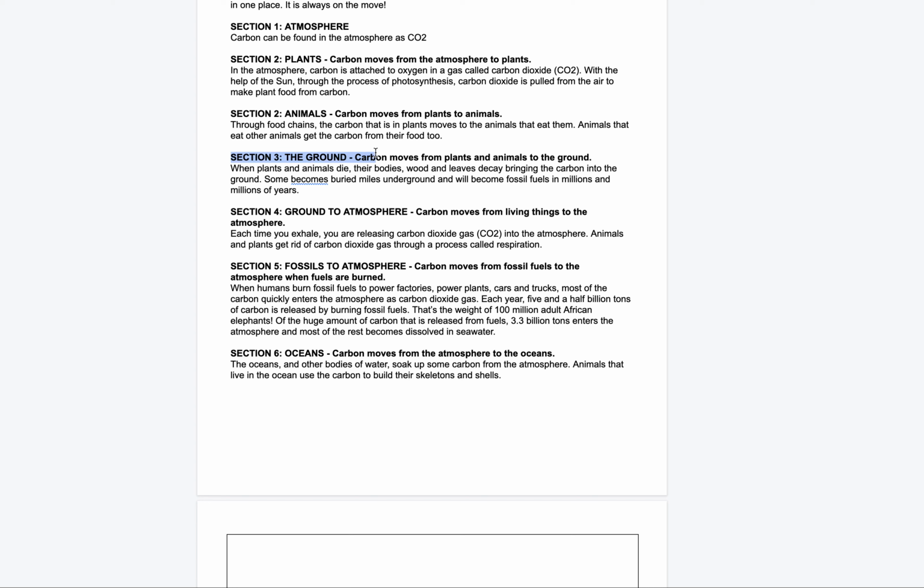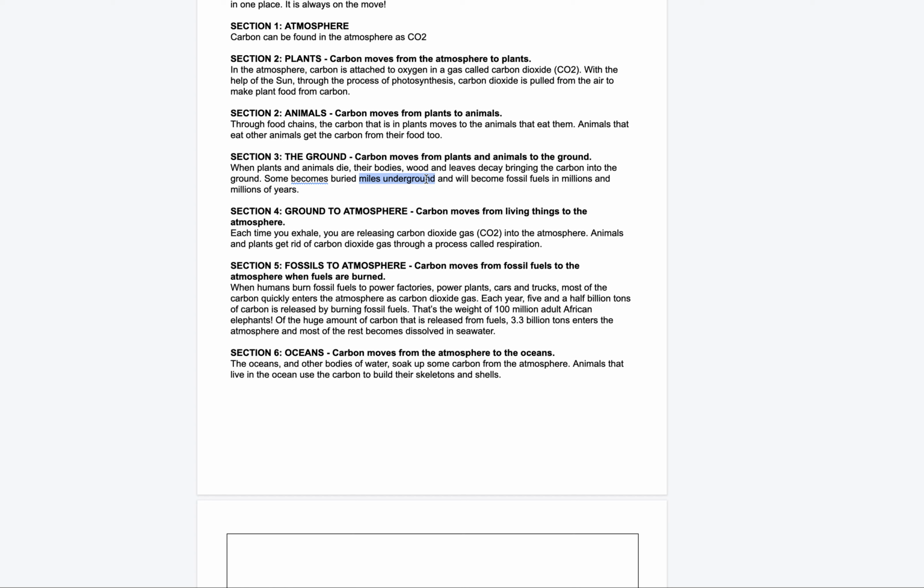The ground. Carbon moves from plants to animals of the ground. Okay, so here we go. Ready? Let's go. When plants and animals die, so plants and animals in your drawing, right, die, their bodies, wood and leaves, decay, bringing the carbon into the ground. Some become buried miles underground.